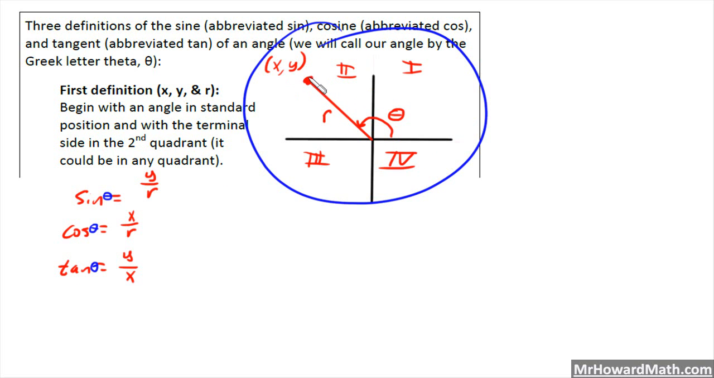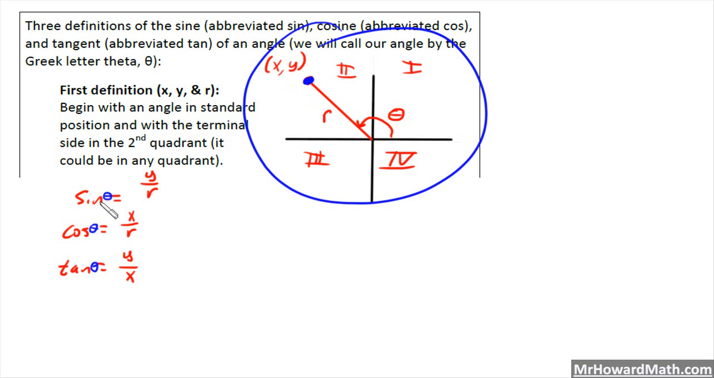So we've done that. We've labeled the picture here. This point out here has an ordered pair of x comma y, and then we're calling this distance right here, this length, the r, which stands for radius. So we're using the r to denote that length. R is a length here. And then x comma y is the ordered pair of this point out here.